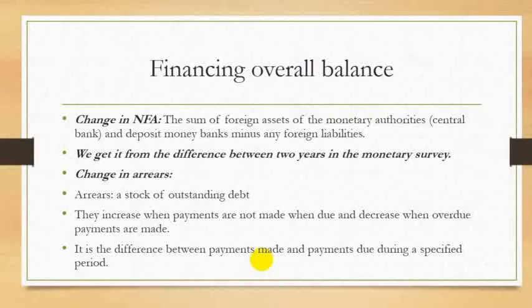So the sum of foreign assets of the monetary authority and deposit money banks minus any foreign liabilities, this is the change in net foreign assets. This can be found in balance of payment and also in monetary survey. Later on we are going to talk about it.